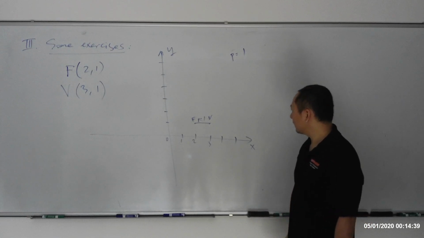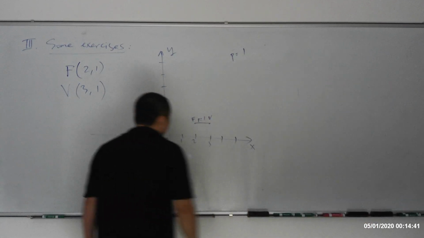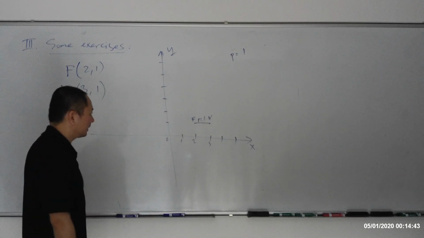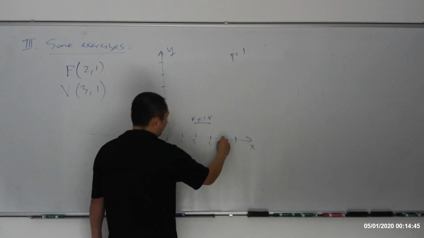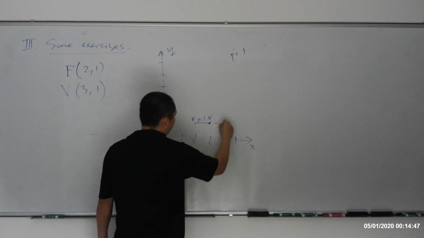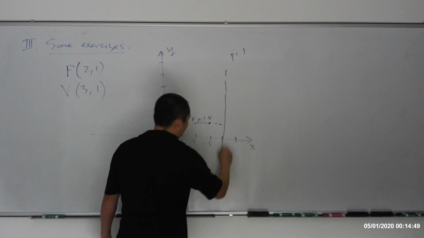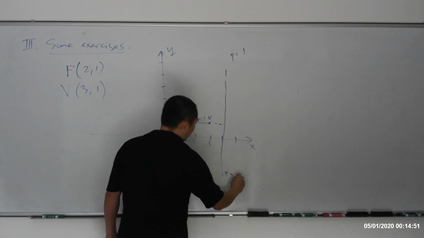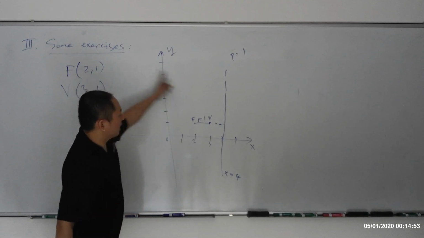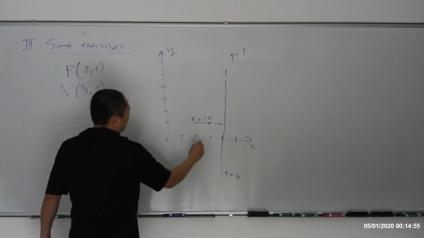We're good? Can you figure out the directrix? p is 1, right? From the vertex you go to the right 1 unit. This directrix right here is the line x equal to 4. The parabola is going to open to the left, somehow this way.